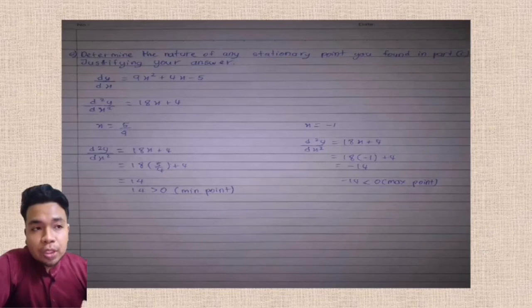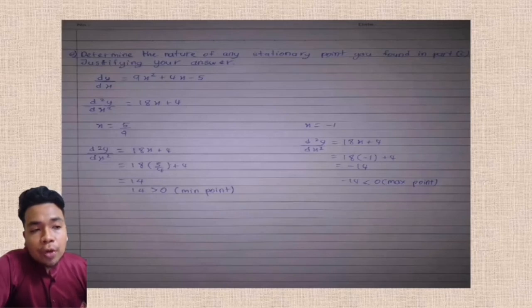The question of E is determine the nature of any stationary point you found in part C, justifying your answer. The answer is dy over dx equals 9x squared plus 4x minus 5. And then d2y over dx2 equals 18x plus 4. And the answers are x equals 5 over 9 and x equals negative 1.